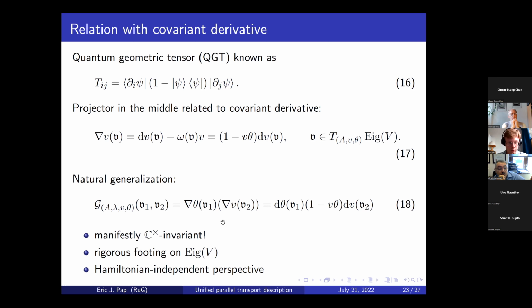The other thing is that because we are now on Eik-V, we have a rigorous footing, because these are all well-defined mathematical quantities, so I can be really precise. And I have a Hamiltonian independent perspective, so I can study the QGT for Hermitian systems, PT symmetric systems, what you want.